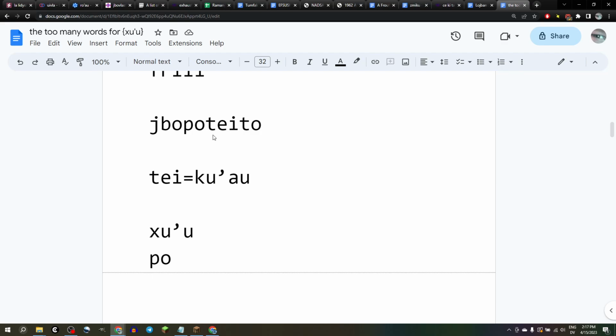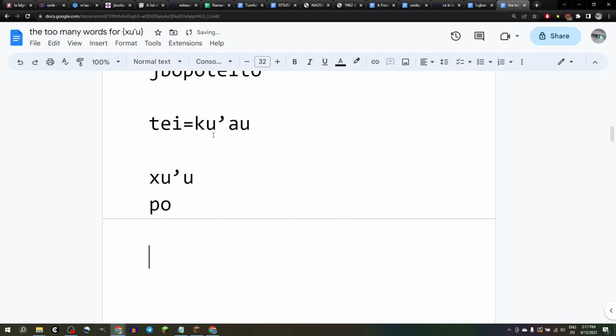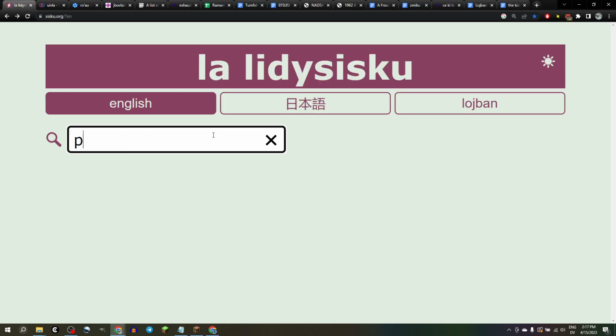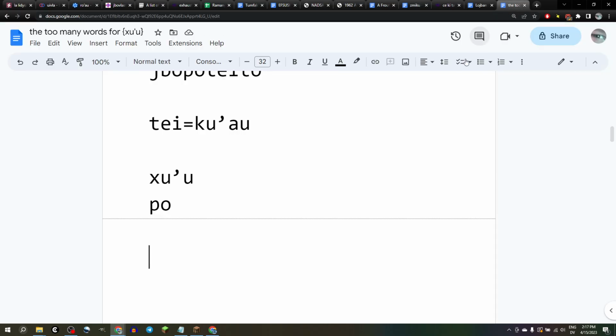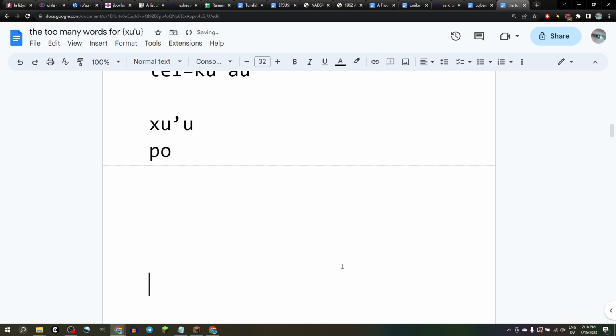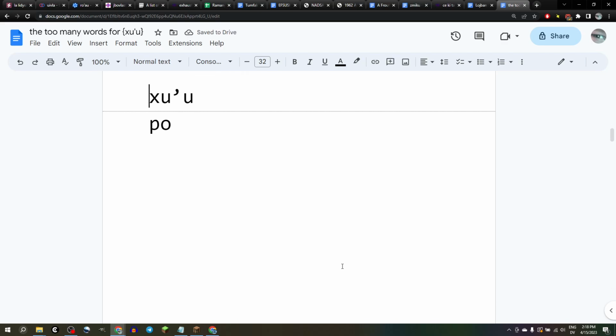But then it caught on, and then it became contentious because some people were like, I was using the old meaning of po. The thing about the old meaning of po is, what does the dictionary say for po? Specific to normal, possessive, physical, legal. At first, what happened was there were two different understandings of po.